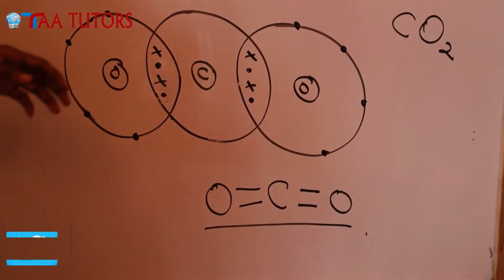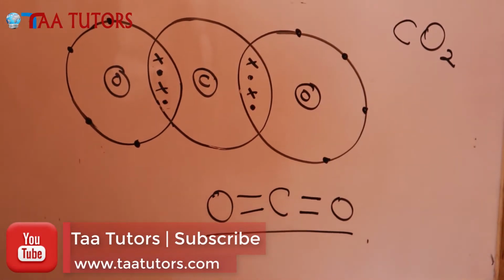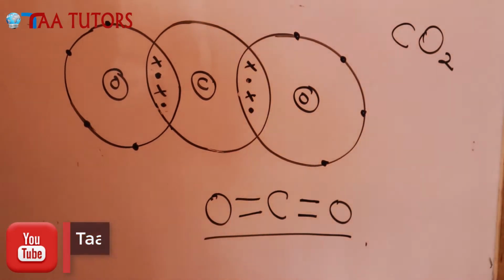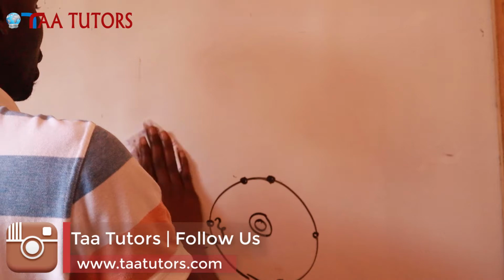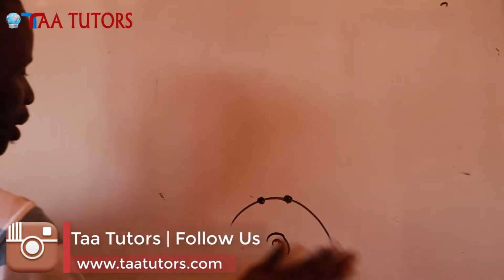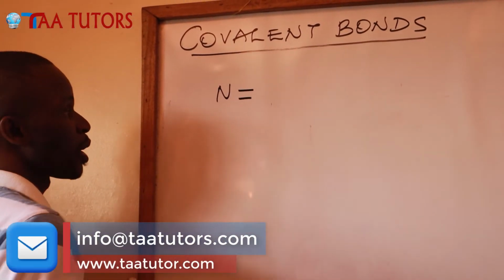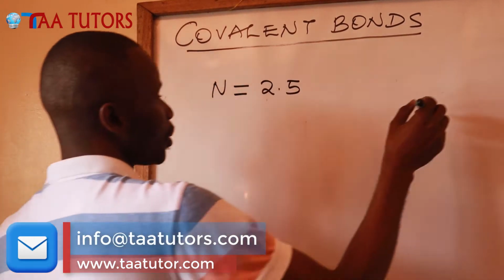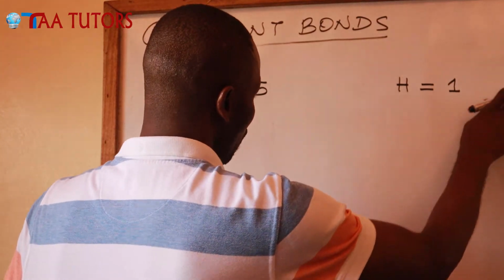Now that we have seen how carbon IV oxide forms, I want us to move to looking at how we do the bond between nitrogen and hydrogen. So hydrogen and nitrogen, we know that nitrogen here is number 7. Electron arrangement is 2, 5. Hydrogen is number 1, meaning electron arrangement of 1.